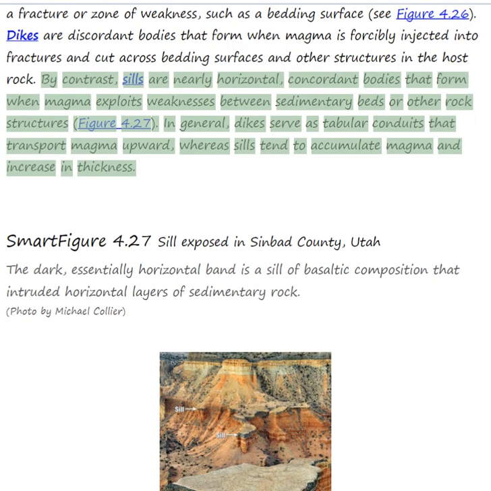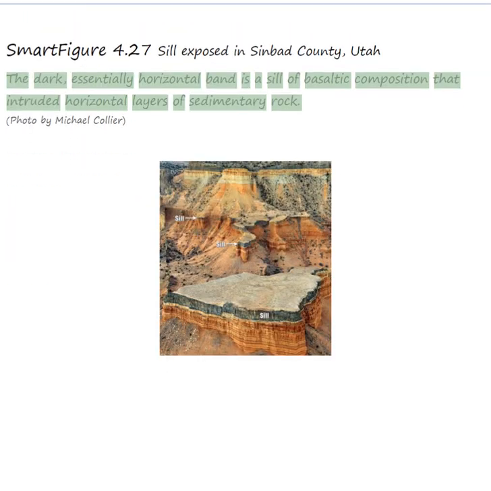By contrast, sills are nearly horizontal, concordant bodies that form when magma exploits weaknesses between sedimentary beds or other rock structures. In general, dikes serve as tabular conduits that transport magma upward, whereas sills tend to accumulate magma and increase in thickness. The dark, essentially horizontal band is a sill of basaltic composition that intruded horizontal layers of sedimentary rock.